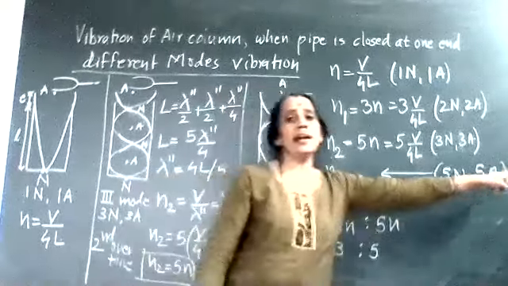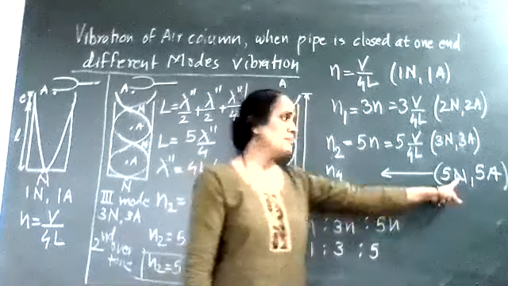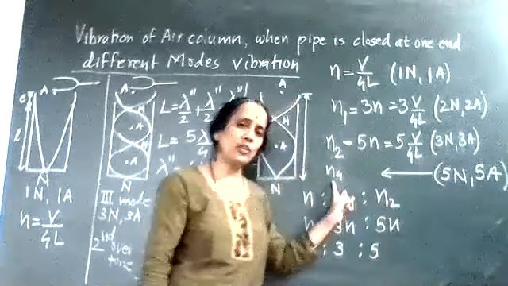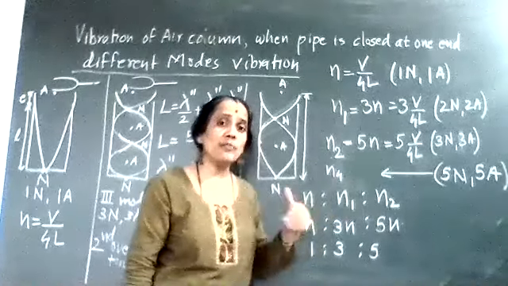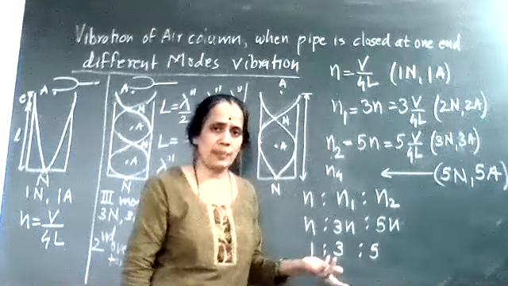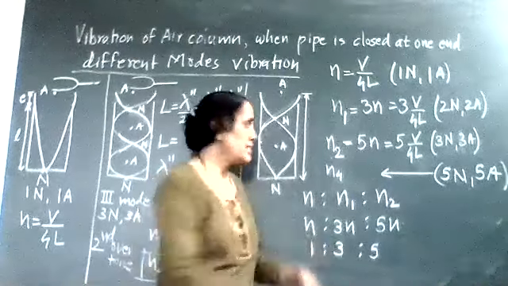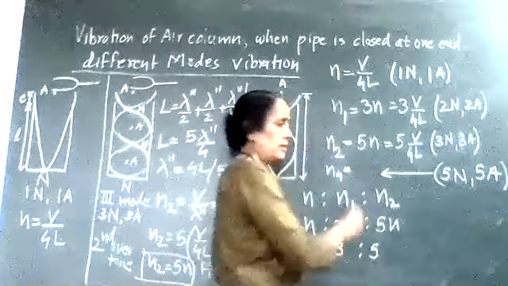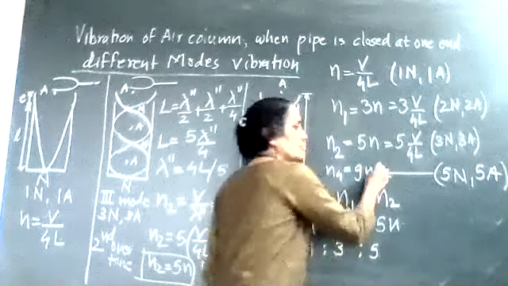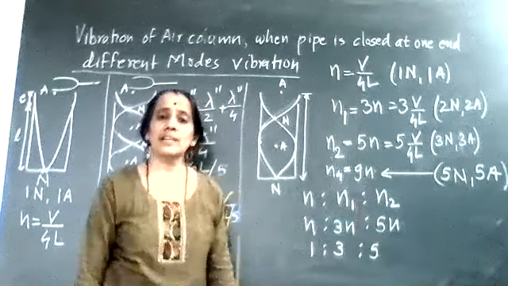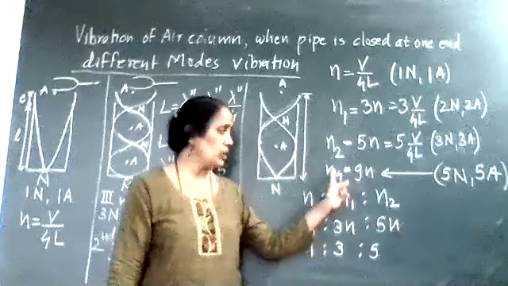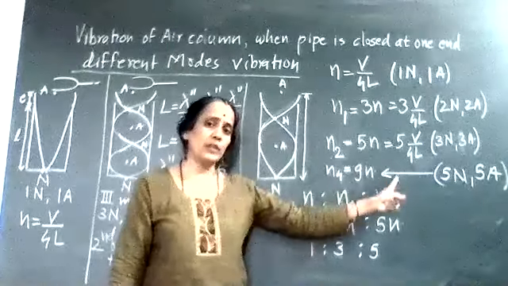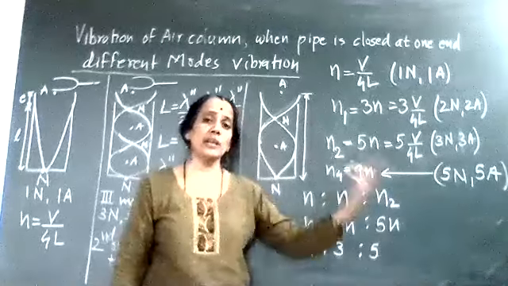Similarly, if nodes and antinodes are given, I will subtract 1, so that is your overtone frequency. So what am I saying? N4 is the fourth overtone. Fourth overtone is equivalent to which harmonic? That is 9N, the 9th harmonic frequency. So the fourth overtone is equivalent to the 9th harmonic frequency.